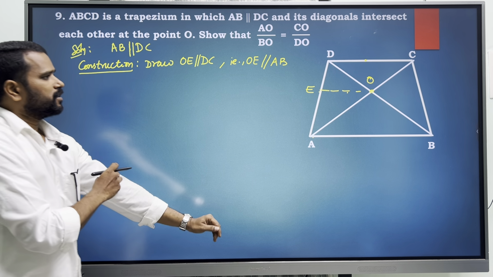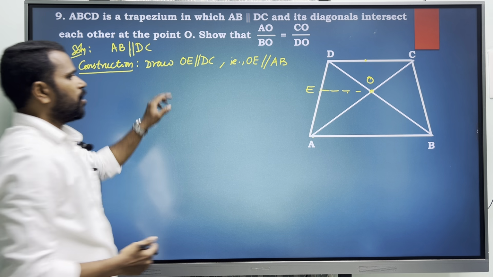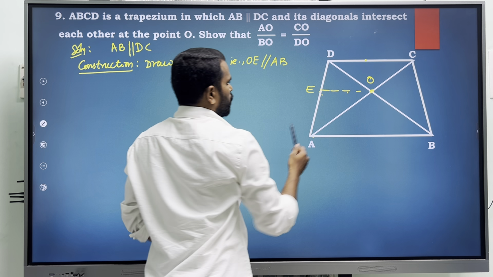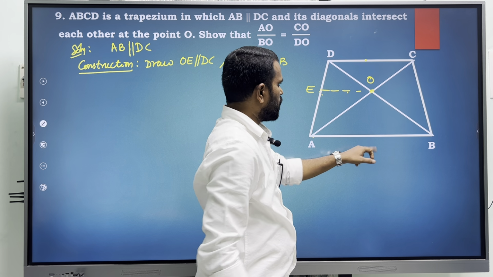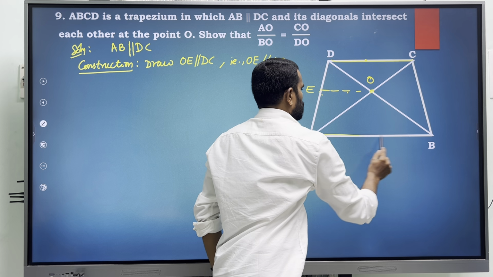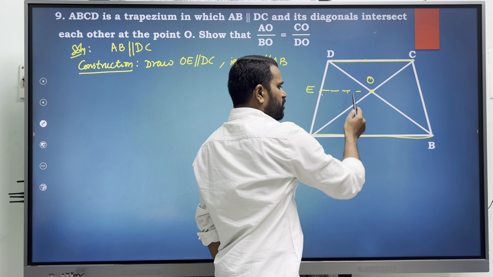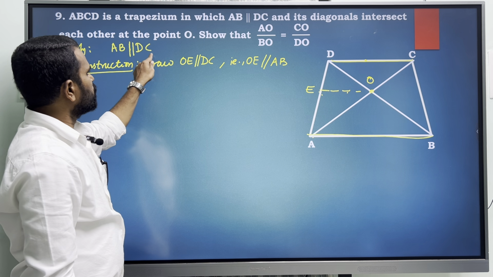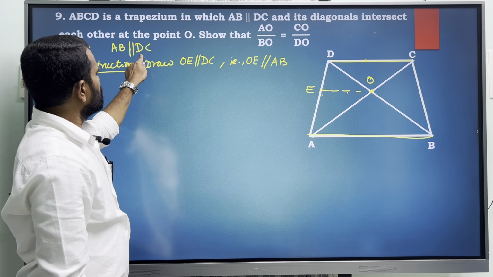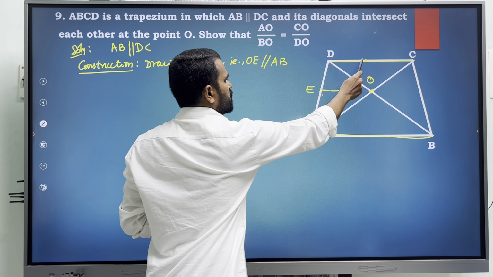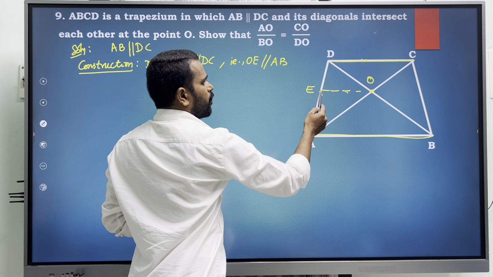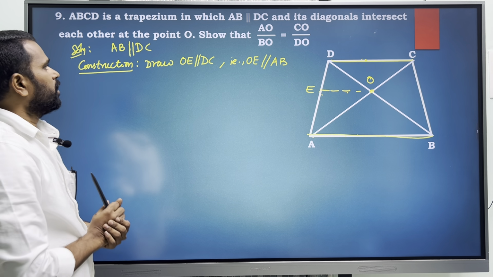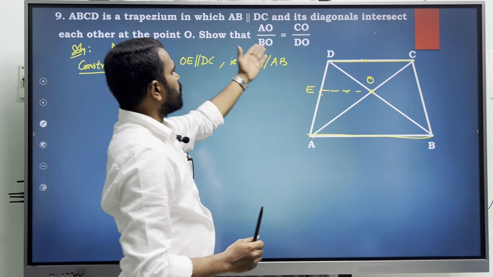Now draw OE parallel to DC, and we know that DC is parallel to AB. So OE will also be parallel to AB. Understand? DC is parallel to both of these, which means AB is also parallel to OE. Now we have to show AO by BO.